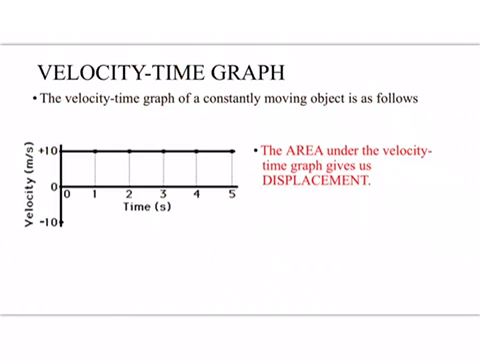The velocity time graph of a constantly moving object is as follows. There is no change in velocity, so the graph will be a line like this. The area under this graph gives us the displacement. So when I shade this area, the area under the velocity time graph gives us the displacement. This area is equal to displacement.